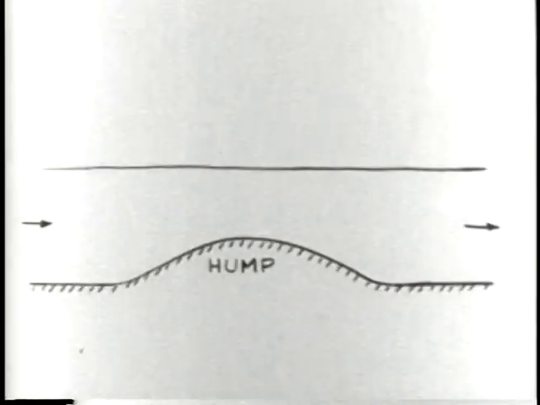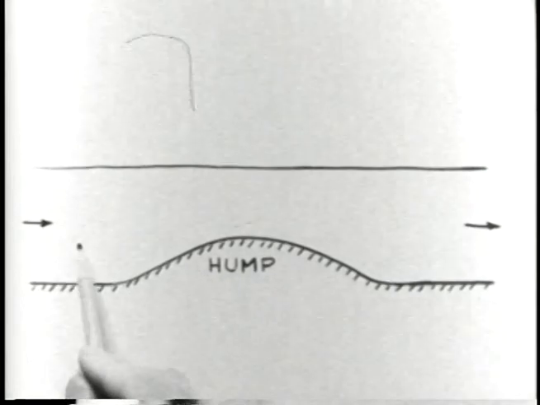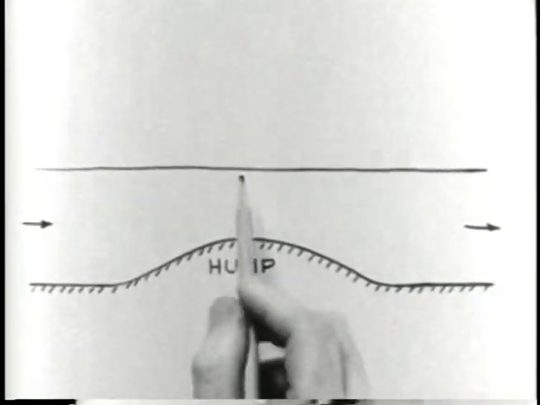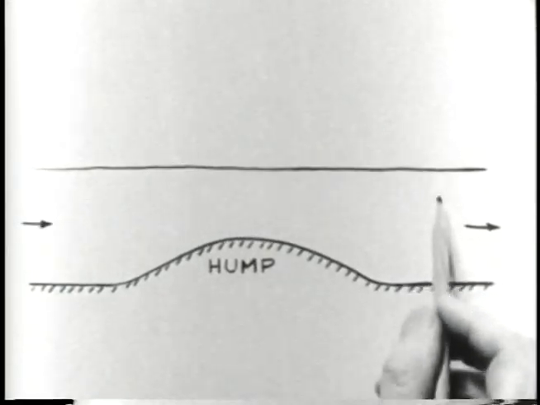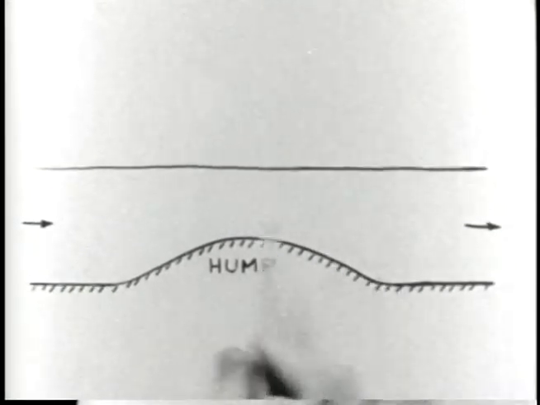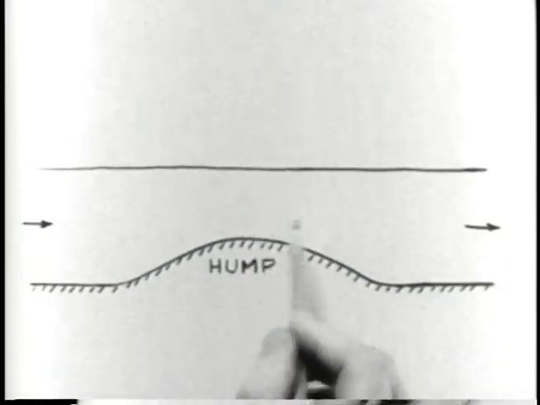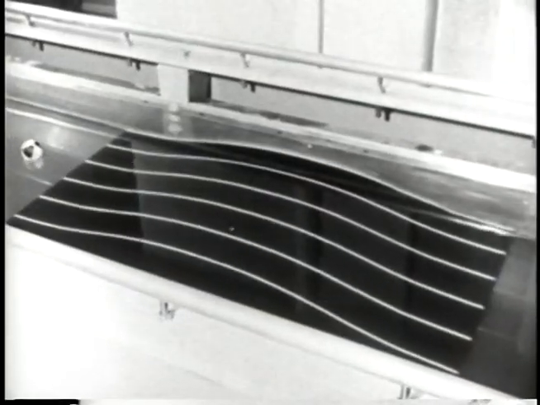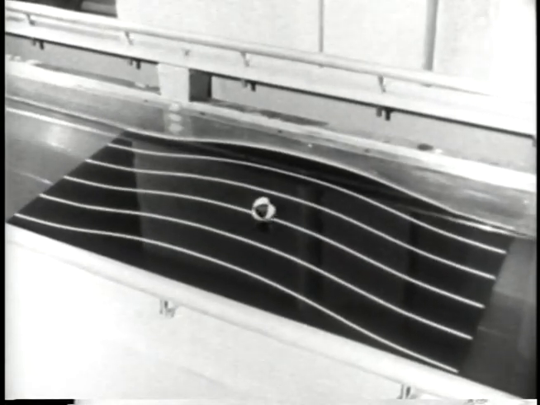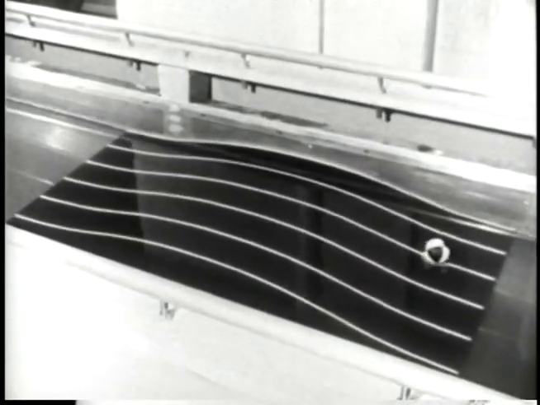To show the effect of stretching vortex lines, we have an apparatus in which water flows over a hump. The water depth first decreases and then increases. The speed of the water is inversely proportional to the depth, and so the flow accelerates as it goes up the hump and then decelerates as it goes down the hump.